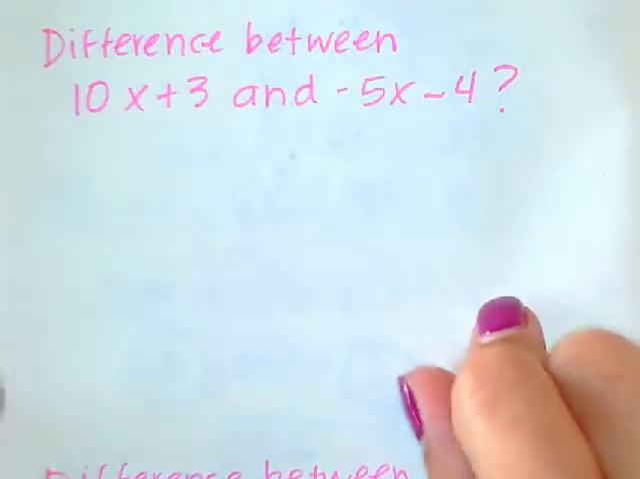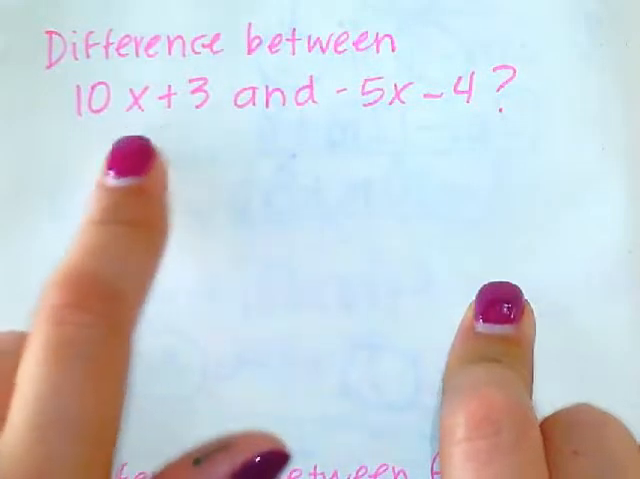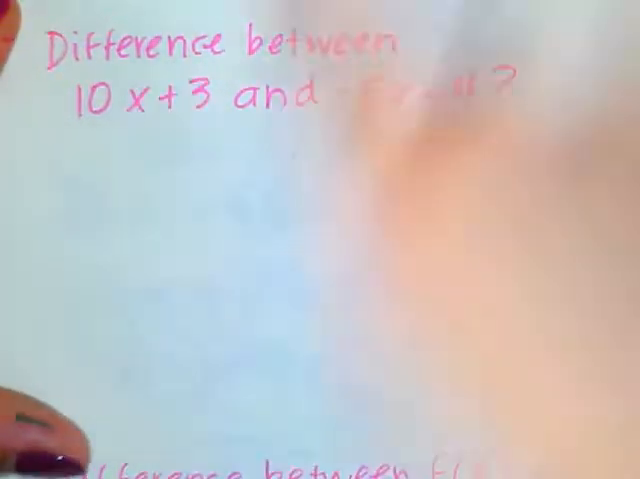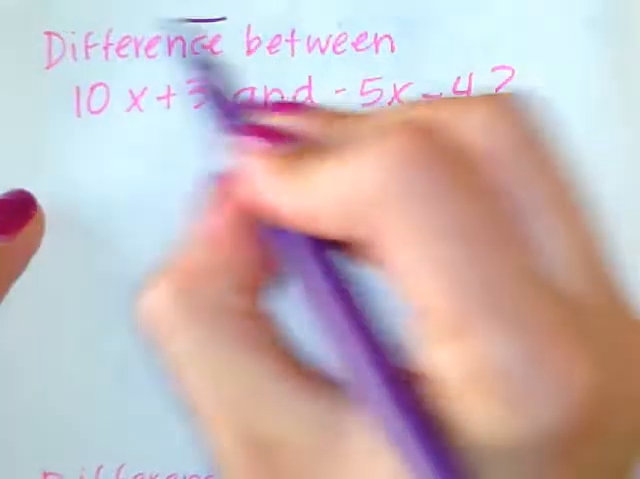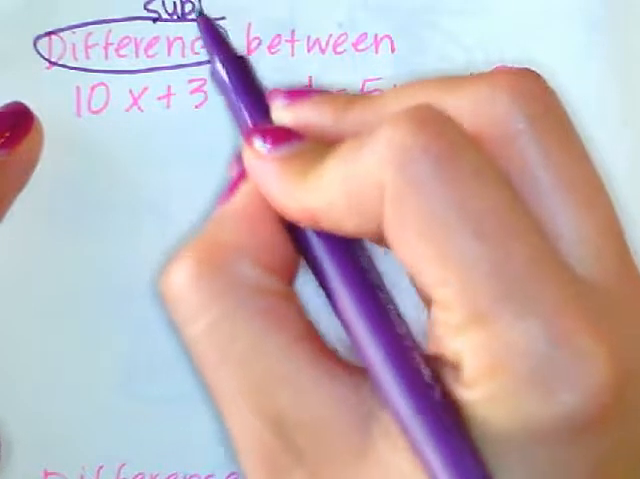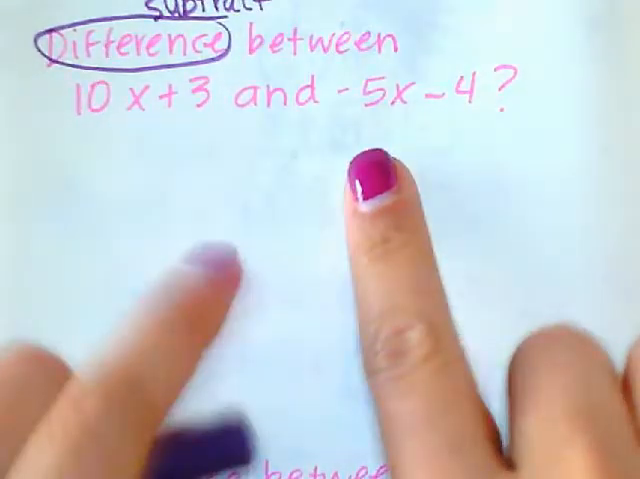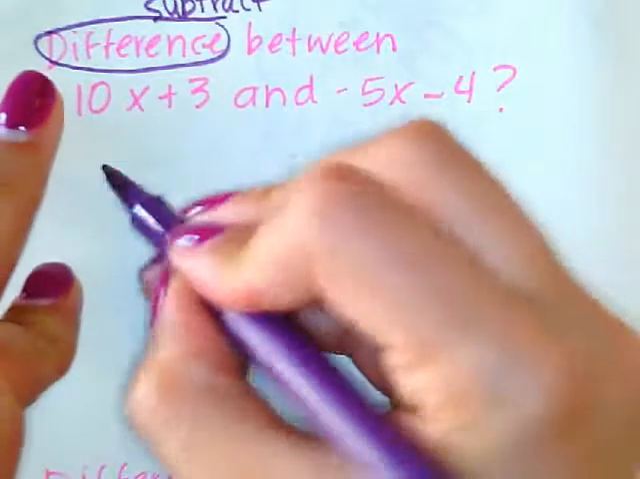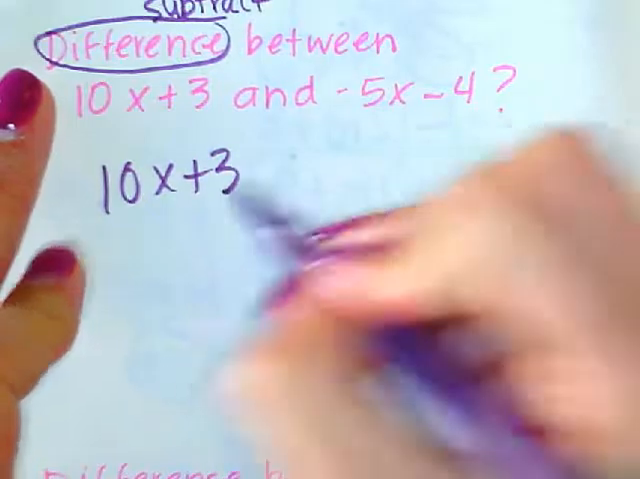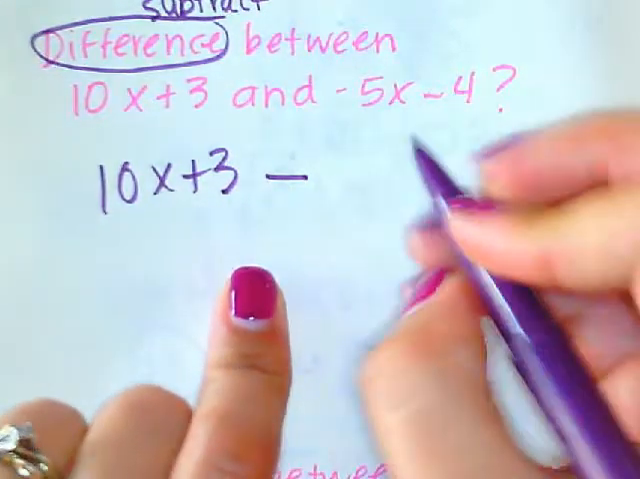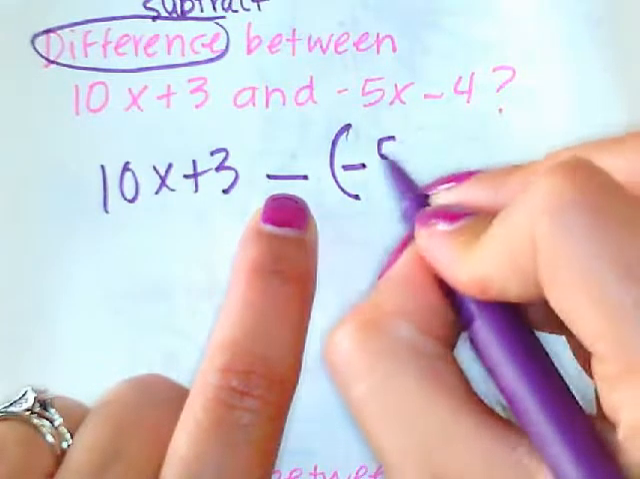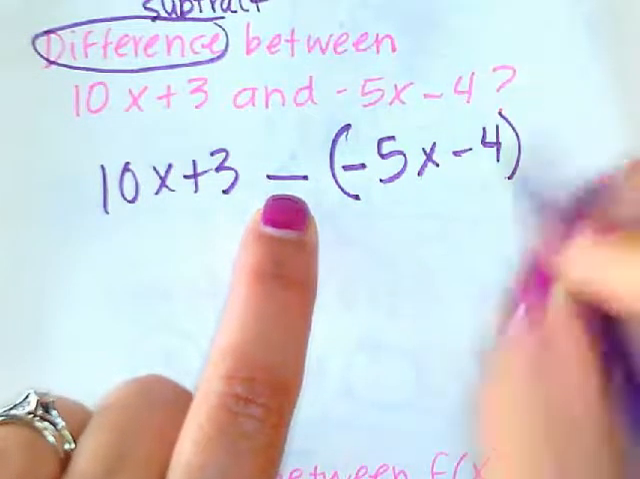Alright guys, so number 6 is the difference between 10x plus 3 and negative 5x minus 4. Okay, difference means subtract. And when you're talking about expressions and they're being subtracted, the one key thing that you need to do is put the second expression in parentheses, right? You're subtracting, and the second term needs to be in parentheses.